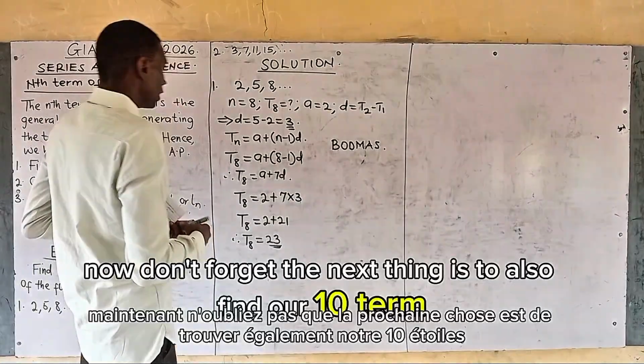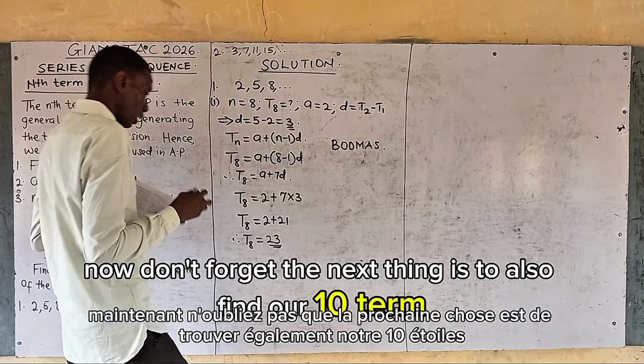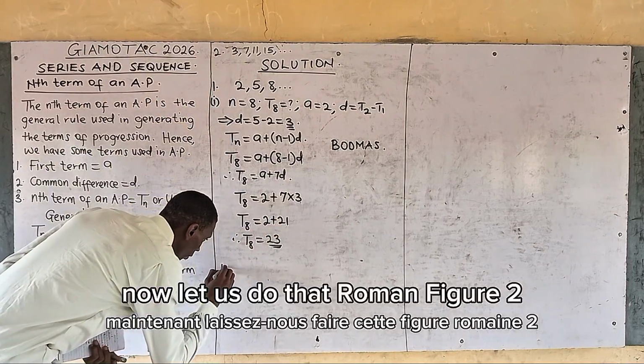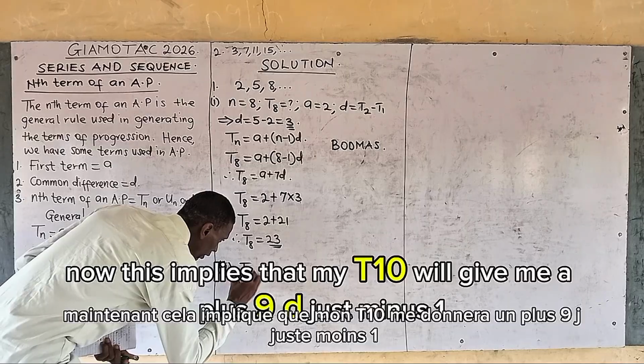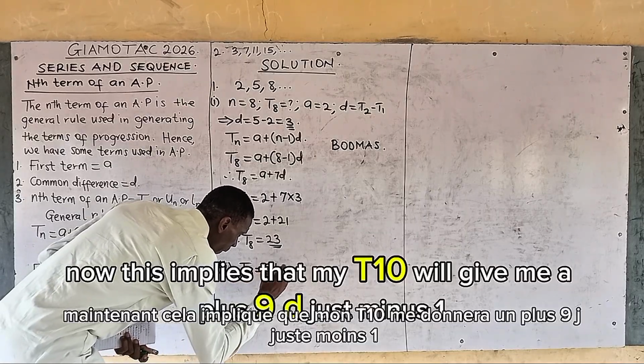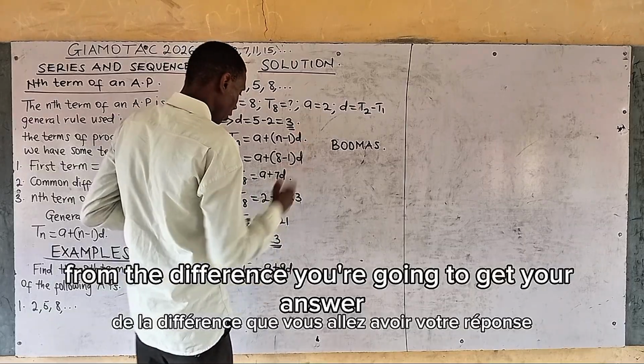From here now, don't forget the next thing is to also find our 10th term. Now let us do that. Roman figure 2. I'm finding my 10th term now. This implies that my T10 will give me A plus 9D. Just subtract 1 from your term number, and you are going to get your answer.